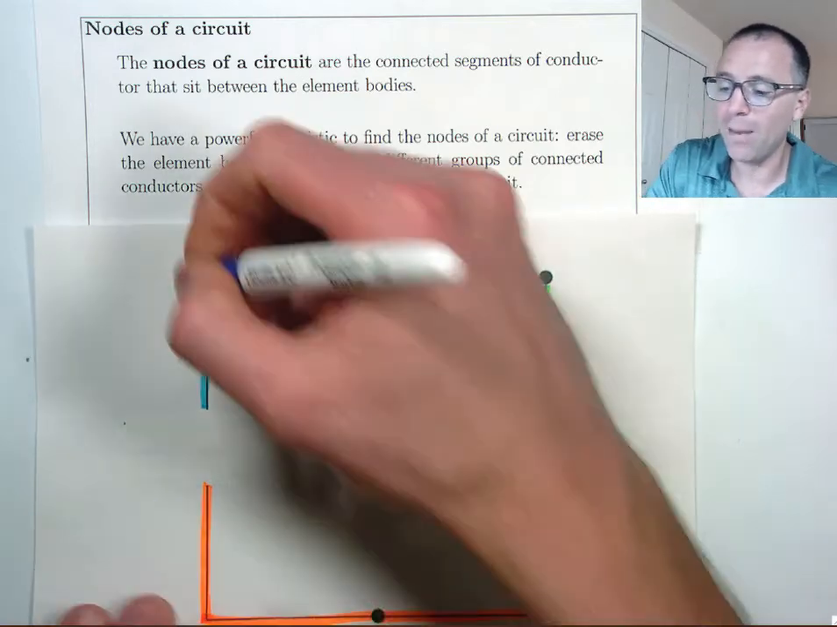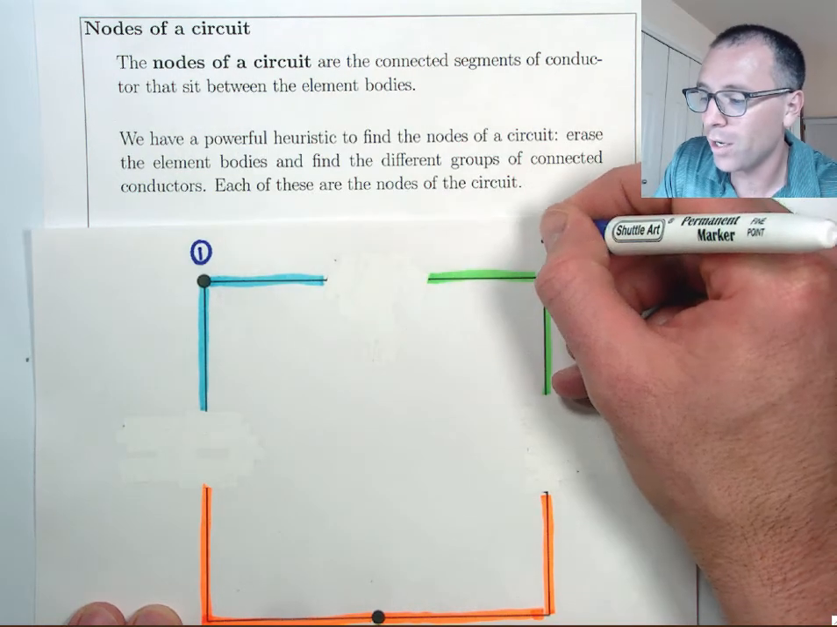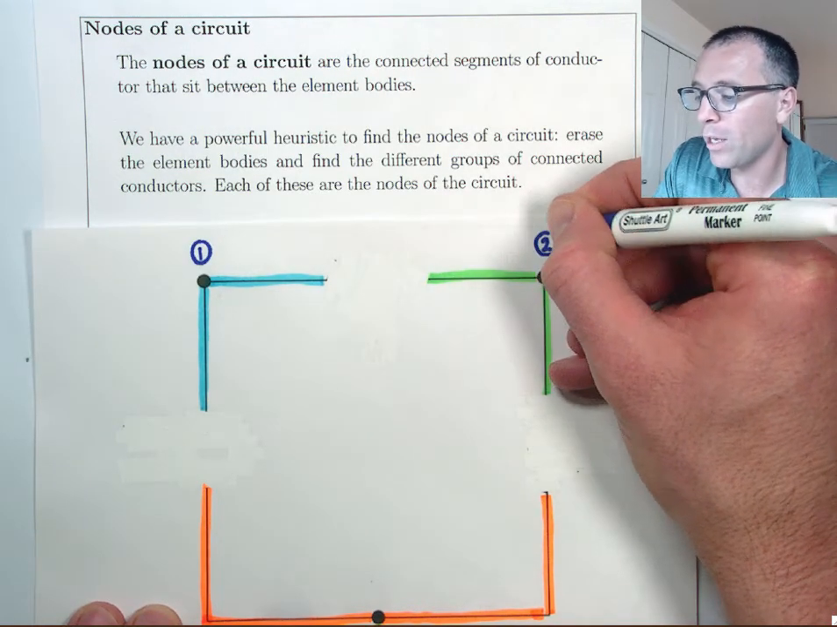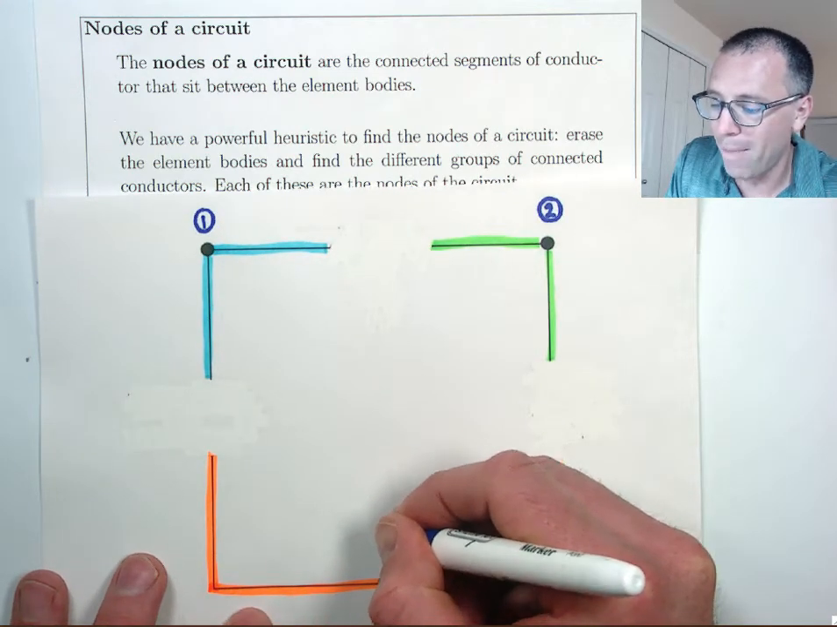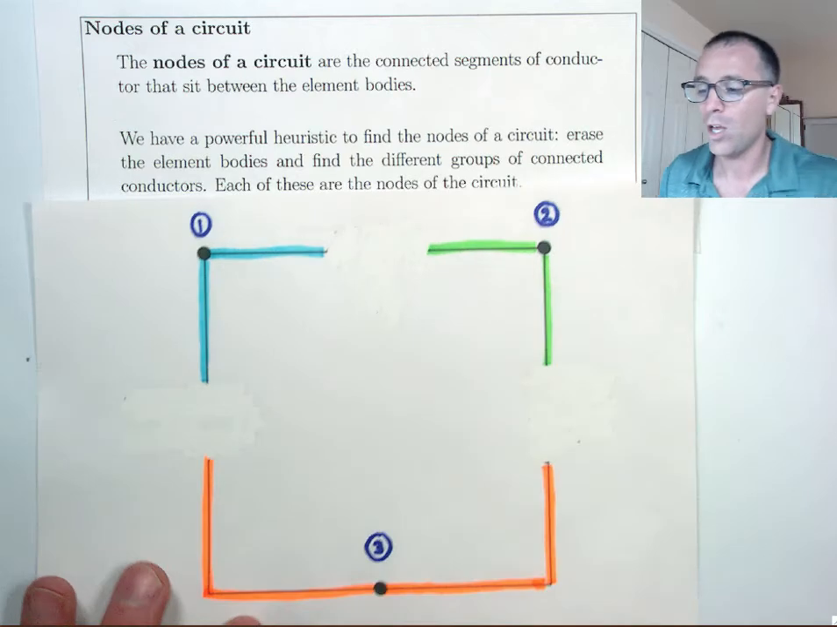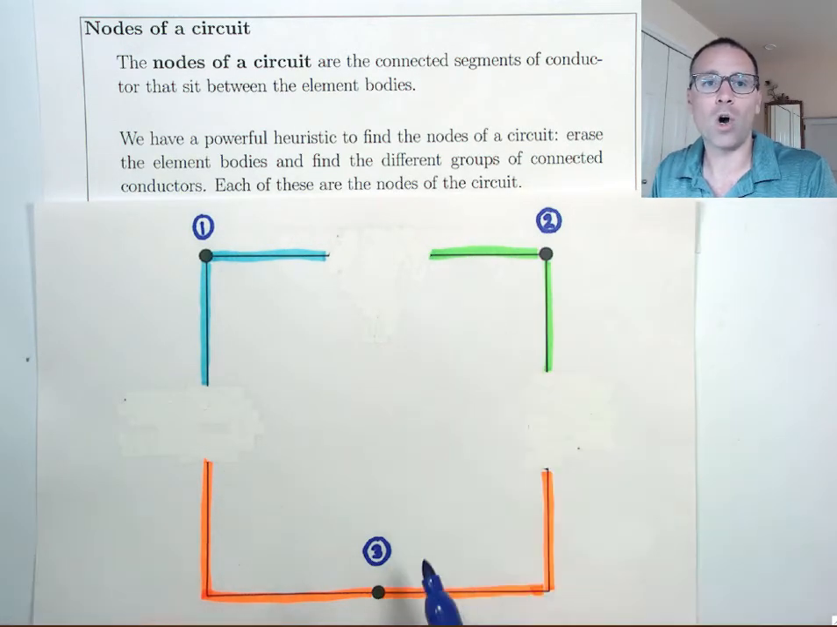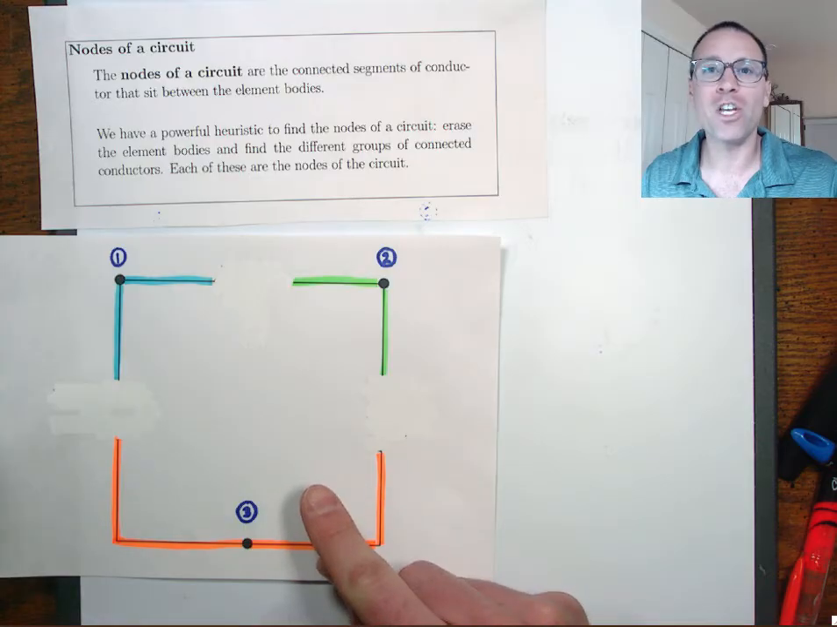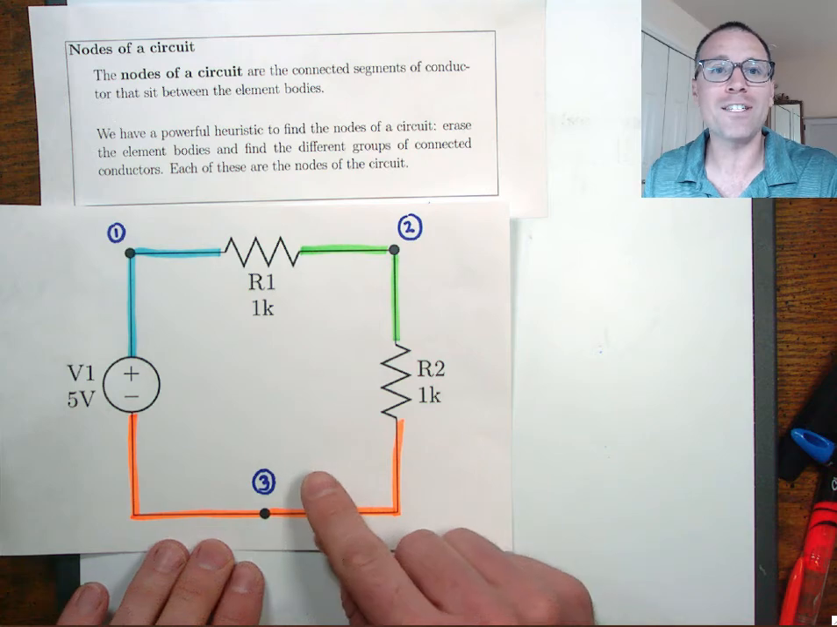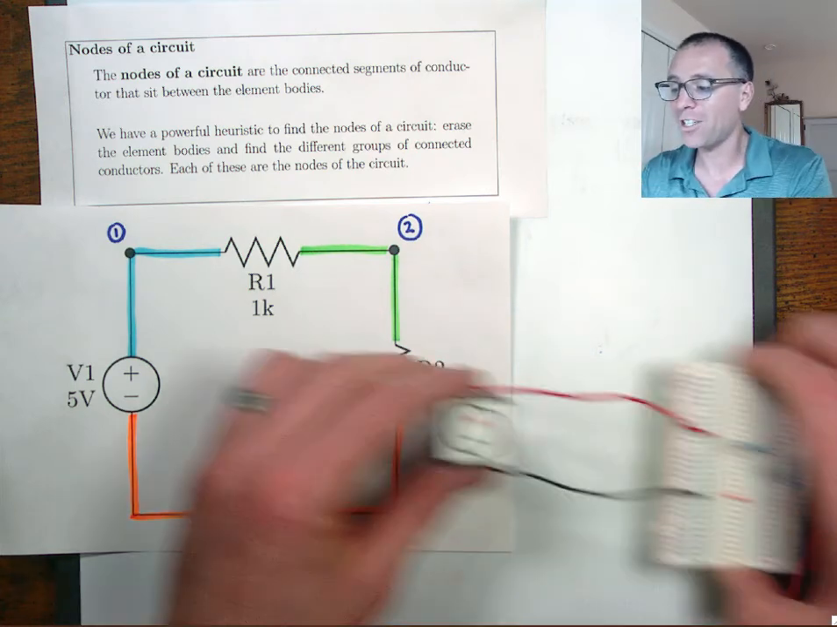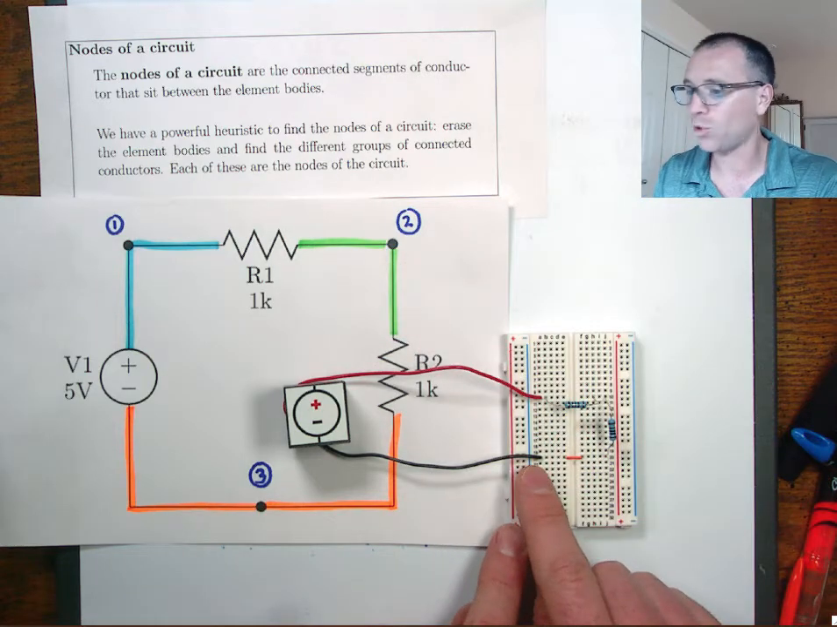I am going to label the nodes using just integers. We're going to reserve labeling nodes with variables and letters for when we actually want to measure a property of the nodes. We're going to call that node 1, that node 2, and that node 3. Once we use our heuristic to identify where the nodes are, we can label those in the schematic, and then we can make a direct comparison between what's happening in our circuit schematic and what's happening in our actual circuit.